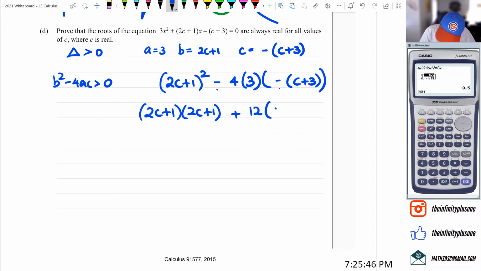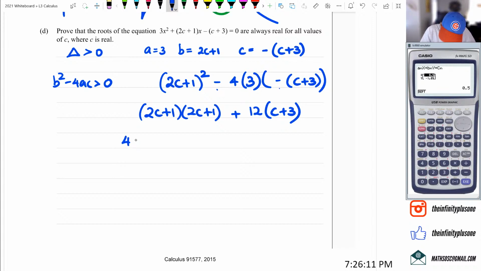I'm going to get 12 times c plus 3. Now, just to give you guys an idea, just expanding this and actually bringing it to a single equation is going to get you an achieved. So that's what I mean by, in this question, if you're unsure of what to do, think back, we're doing discriminants. We're looking for always real, which means we're going to have two solutions. So put it greater than 0 and then just start chipping away at it.